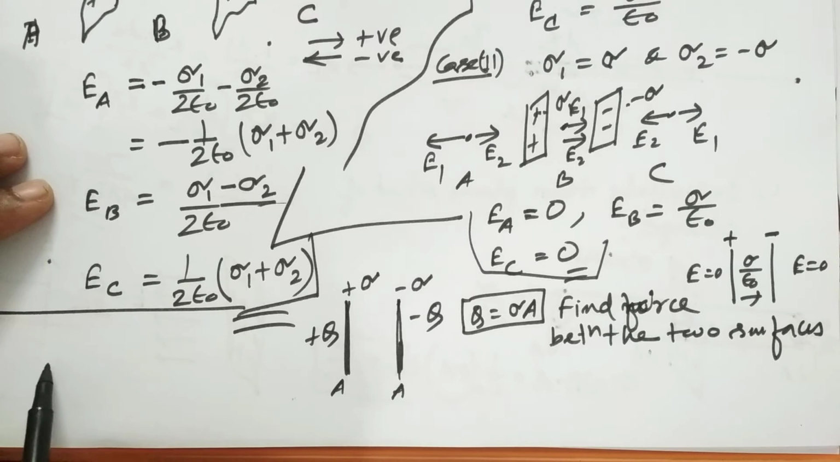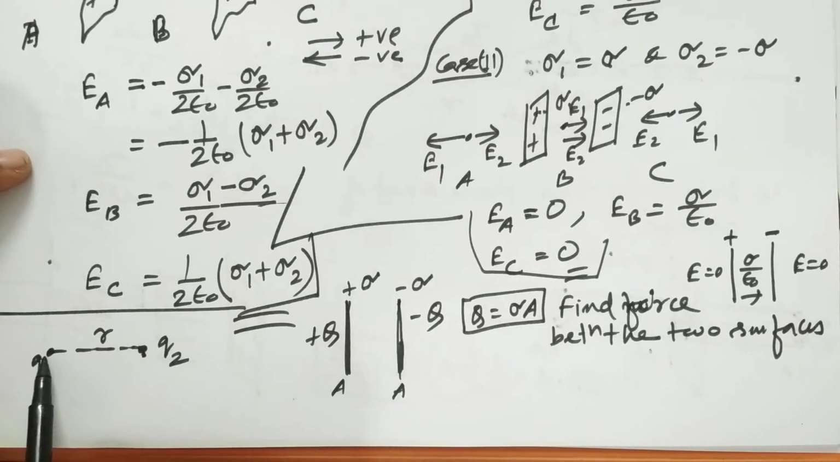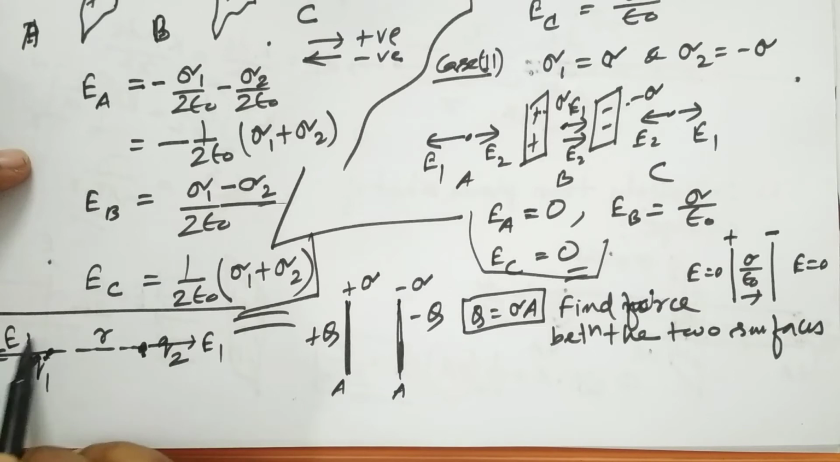Okay, if we are given 2 point charges Q1 and Q2 separated by distance R, and we have to find the force between them, what do we do? We know the second charge is in the electric field of the first, and the first is in the electric field of the second. So there will be electric field E1 because of the first and electric field E2 because of the second.